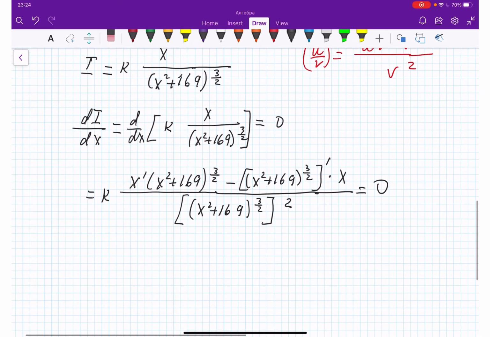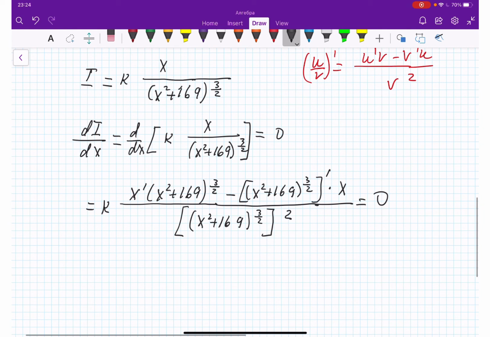Next, simplification. So since we have k is a constant, it's not gonna play any role, especially it's multiplied, and that is equal 0. So it's not gonna play anything. Therefore, x prime is gonna be 1, right? So we're gonna have left only x squared plus 169 to power 3 over 2, right? And minus x. Now let's take derivative of this parenthesis.